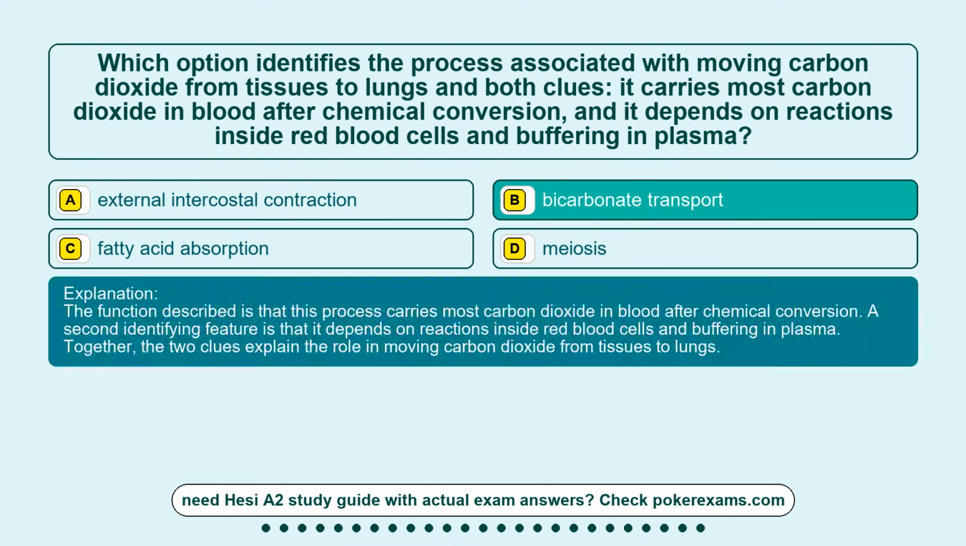The function described is that this process carries most carbon dioxide in blood after chemical conversion. A second identifying feature is that it depends on reactions inside red blood cells and buffering in plasma. Together, the two clues explain the role in moving carbon dioxide from tissues to lungs.